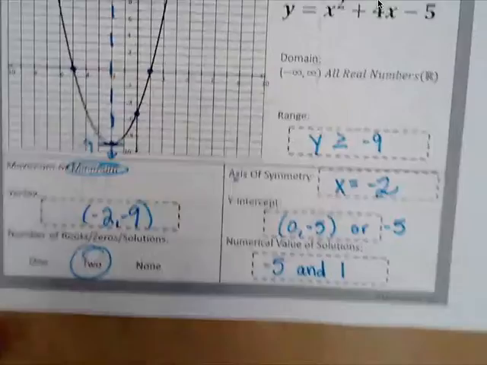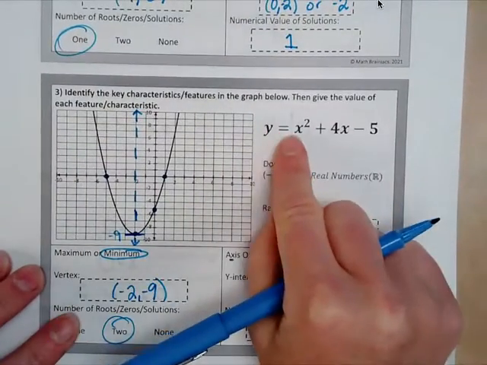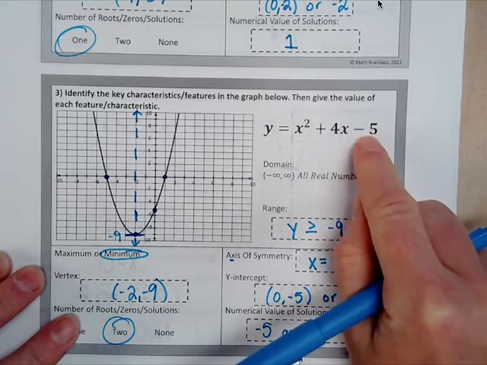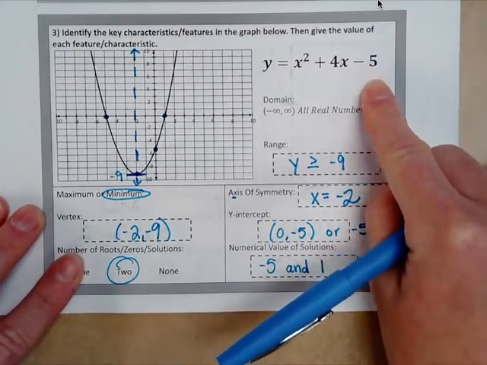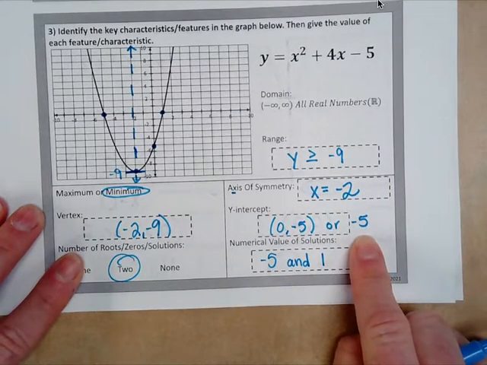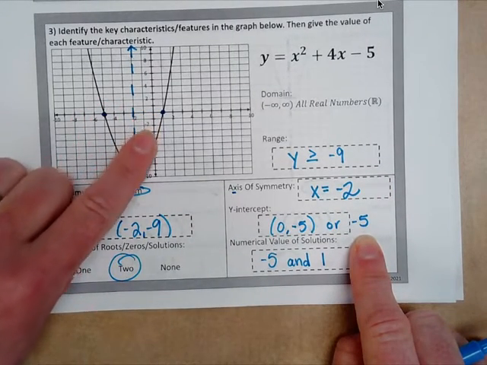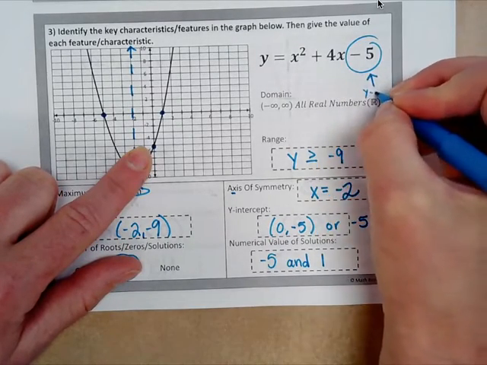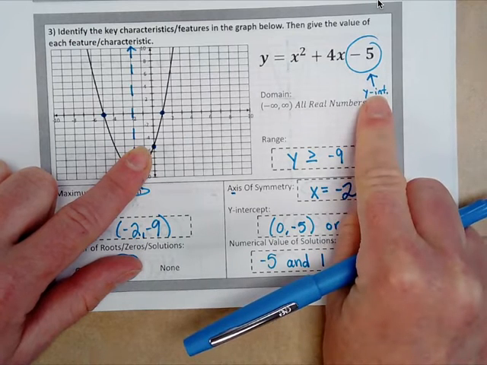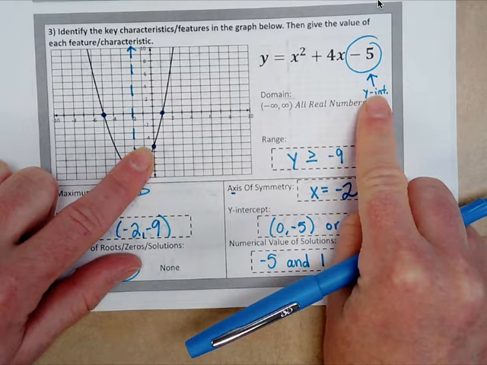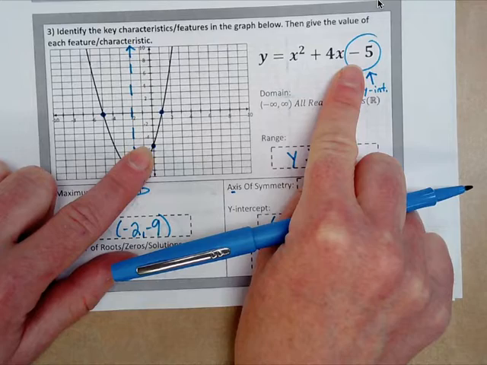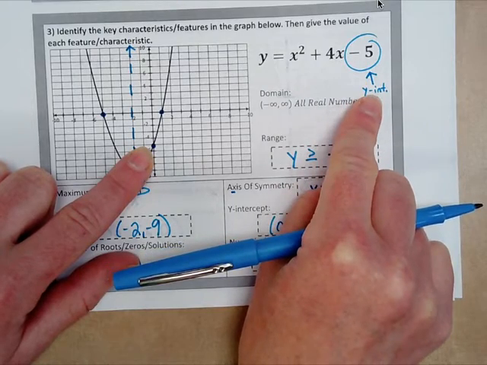Okay, something I wanted to show you is look at our equation on this one. X squared plus 4x minus 5. The minus 5 matches with the y-intercept. So the number that does not have an x is your y-intercept. Every time. Write that down. In your quadratic equation, the value that doesn't have any x's is your y-intercept.